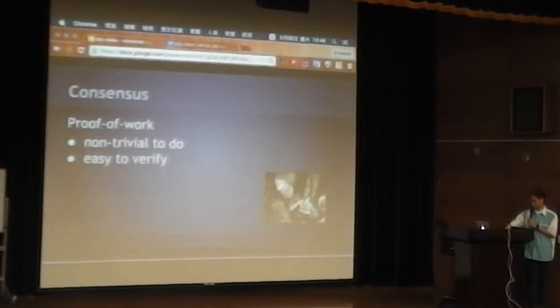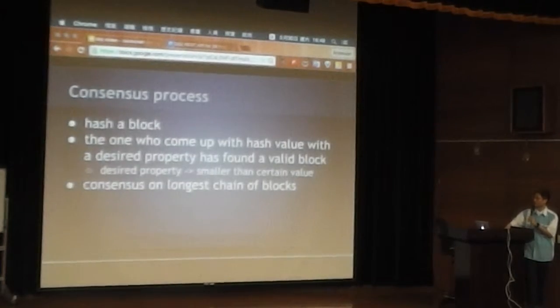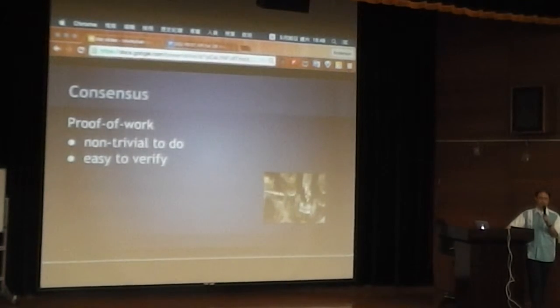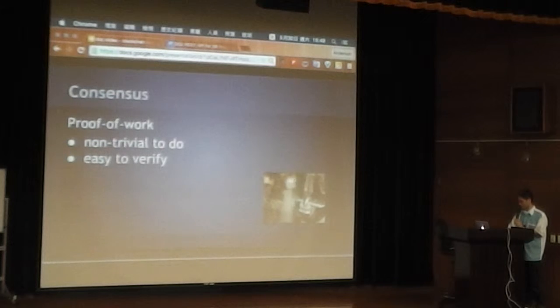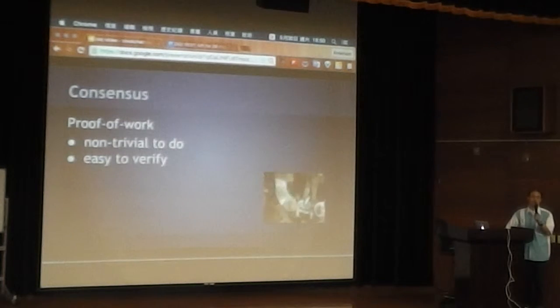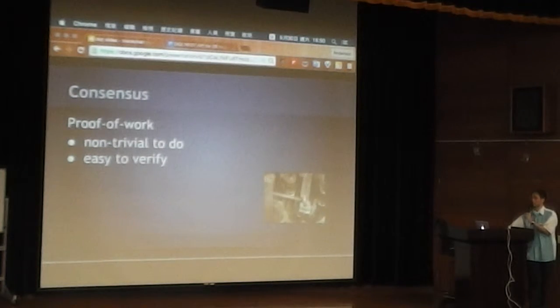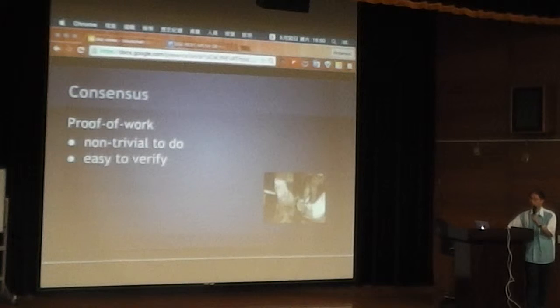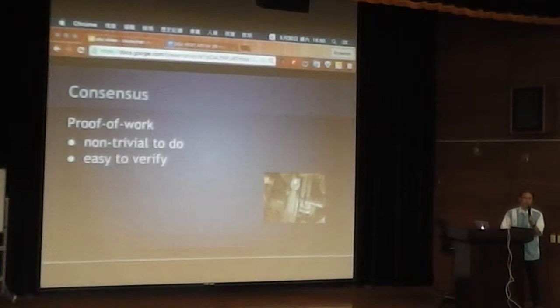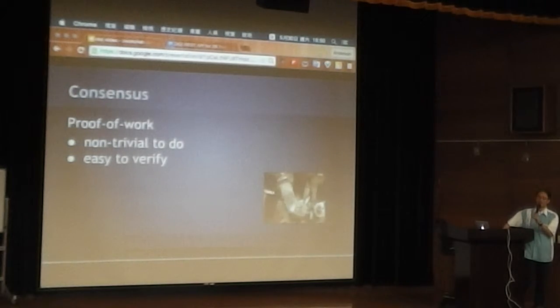Okay, so these are some of the earlier slides that I wasn't able to talk about in the morning, and it looks like I'm out of time for that too. The consensus here was talking about, for example, what is proof of work? Proof of work is something that's not very trivial to do, but very easy to verify, so you want it to be, for example, O(N squared) or O(N cubed) to actually do your proof of work, but just O(1) or O(N) to verify.